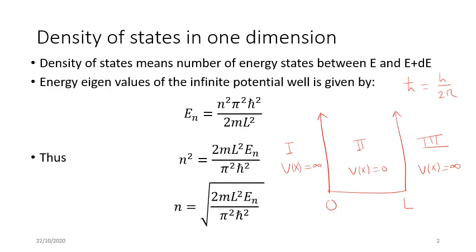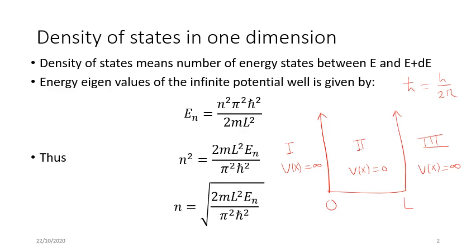If I want to calculate the number of energy states between energy E and E plus dE, that will be termed the density of states. The number of energy states between energy E and E plus dE is called the density of states. Because we are calculating it for one dimension, it will be called the density of states for one dimension.